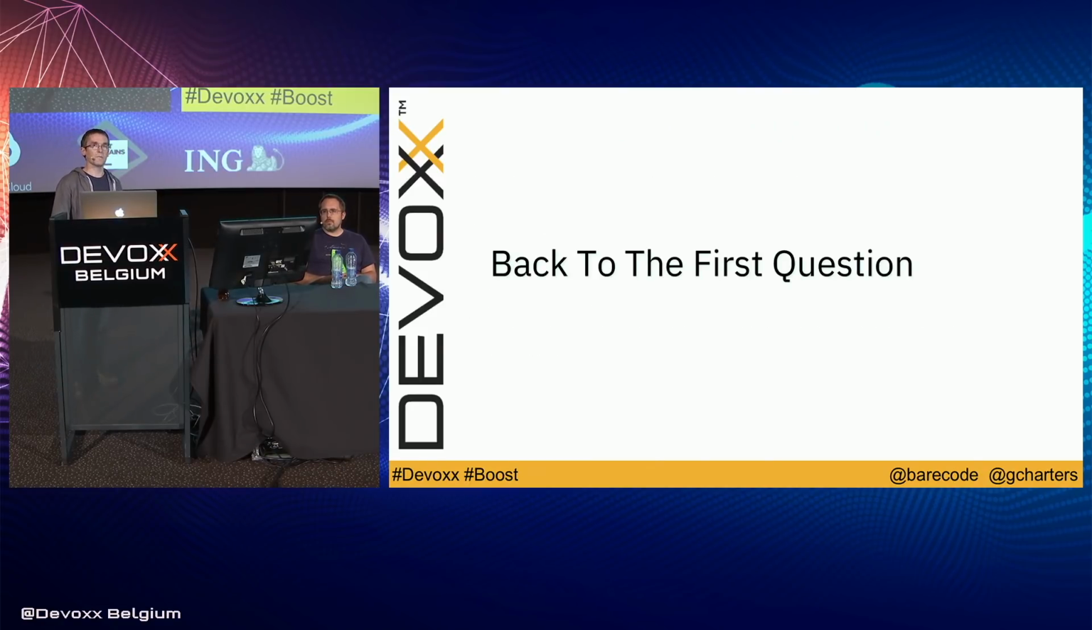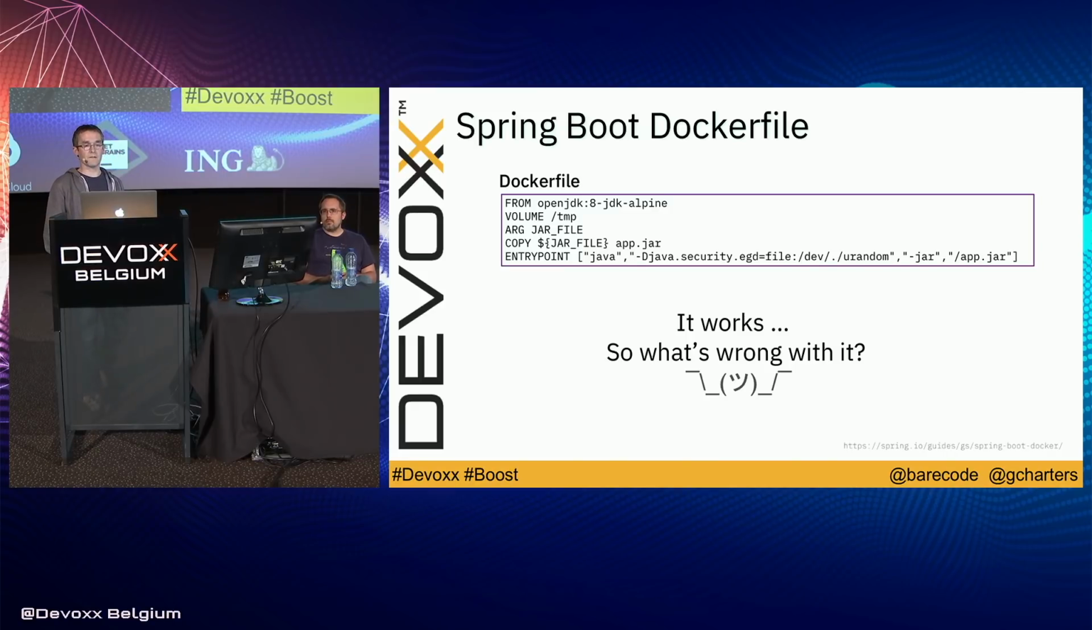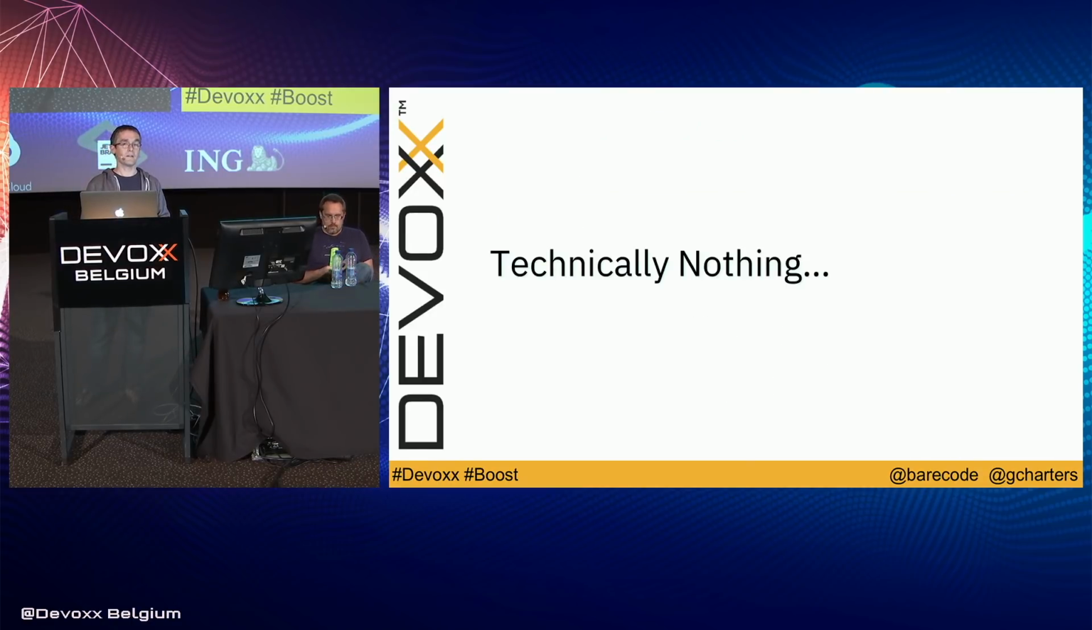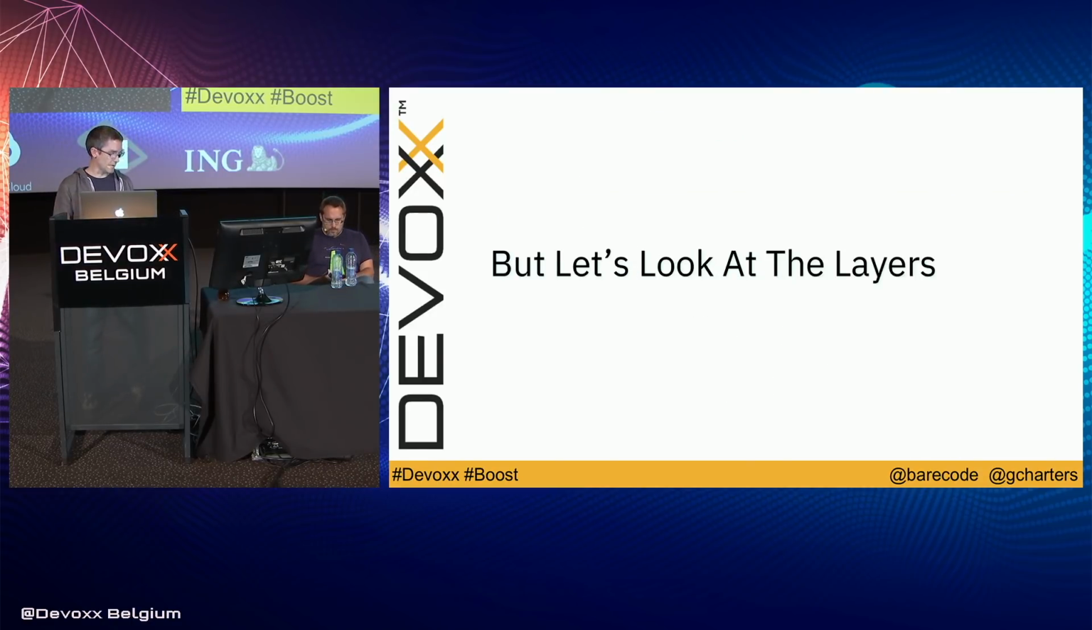OK, so let's go back. We've done the Docker 101. Let's go back to this Dockerfile. It works, so what's wrong with it? Technically nothing, because it works. But let's take a look at the layers.